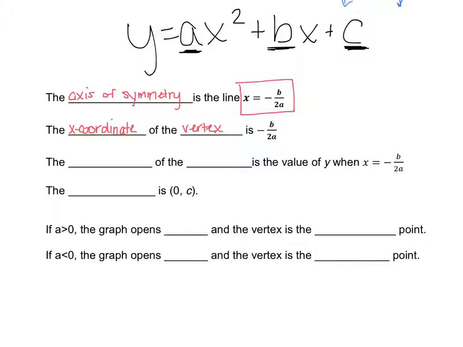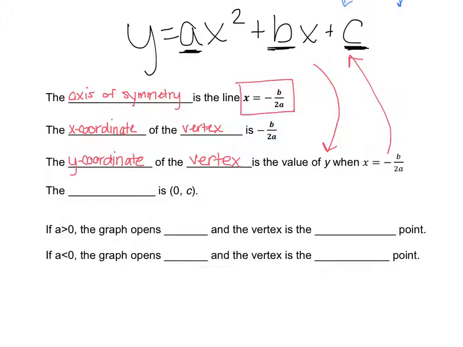Now, so we have the axis of symmetry, we have the x-coordinate of the vertex, but to get the y-coordinate of the vertex, we're going to have to sub that x back into the original equation. And I will show you all this on the back when we actually do a problem. So you'll take this x, plug it into that, it'll give you a y back.